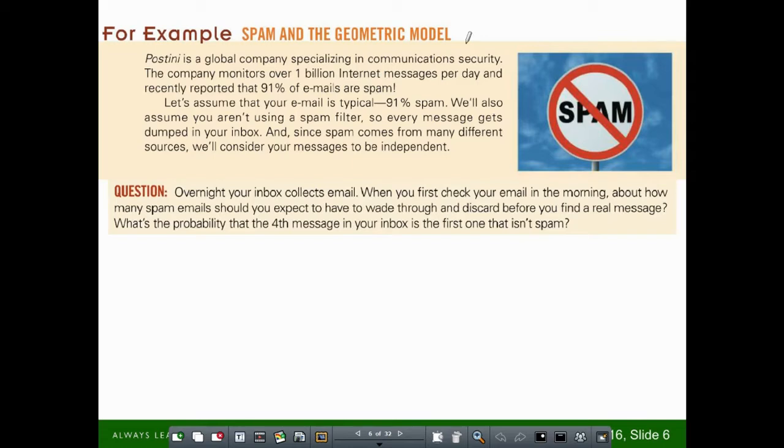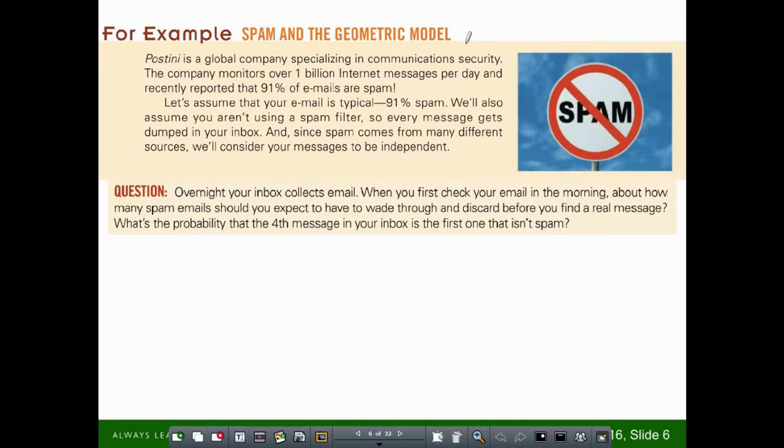The first model we're going to look at is called the geometric model, and it's going to come from a question like this. It says, Postini is a global company specializing in communication security. The company monitors over 1 billion internet messages per day and recently reported that 91% of their emails are spam. Let's assume that your email is typical, 91% spam. We'll also assume that you aren't using a spam filter, so every message gets dumped into your inbox. And since spam comes from many different sources, we'll consider your messages to be independent, as in one is not going to affect the probability that the next one is spam.